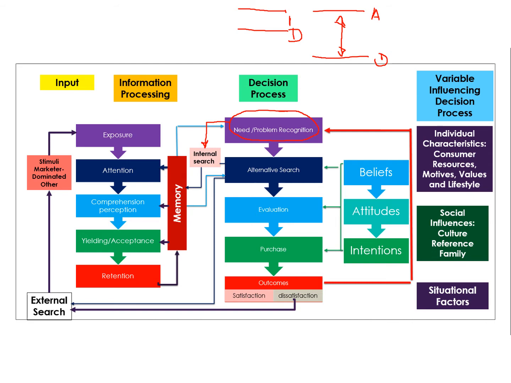So now we've talked about routine problem solving. We've talked about limited problem solving when something is out of stock, and we've mentioned impulse purchasing. The next question is, what about situational factors? What type of situational factors could affect your buying decision process? Well, if we look over here, and I'm going to circle this now, the situational factors here can affect your buying decision process.